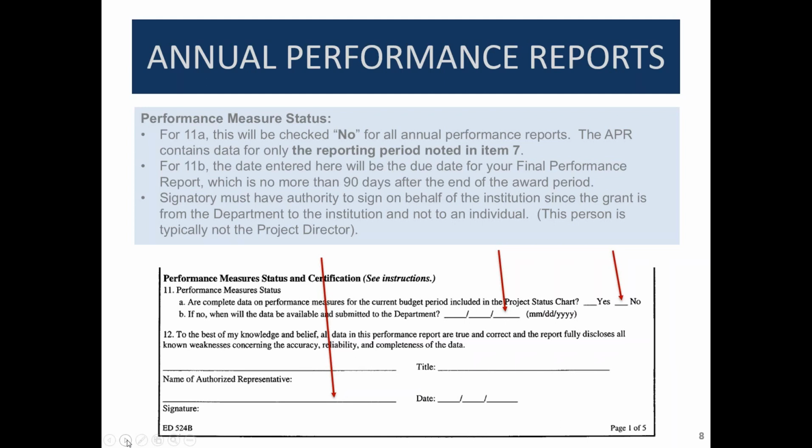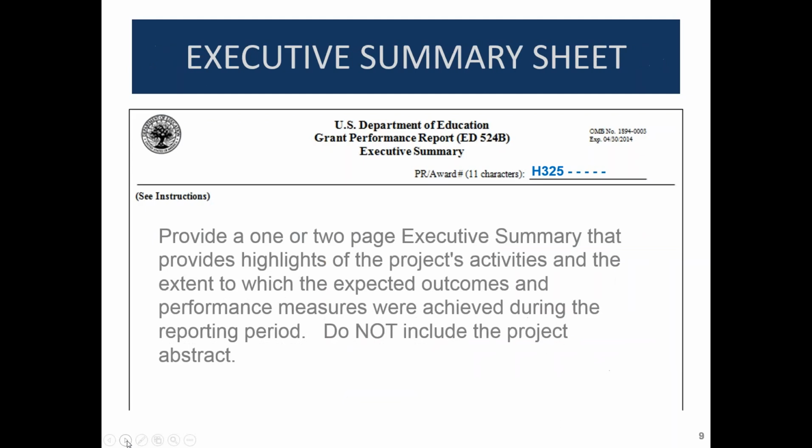Number 12 is where the individual signs on behalf of the institution, and this person is typically not the project director, but someone from your grants office.